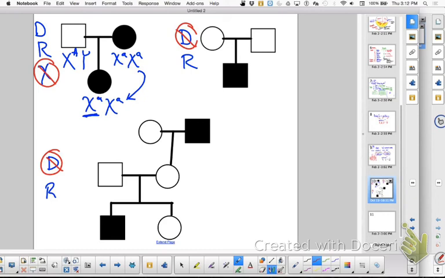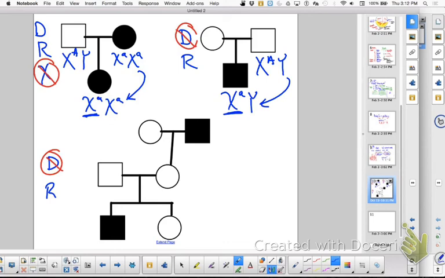Is that a male? No. This is a male, so what would he have to be? X^A Y, right? No letters on the Y. X, little a, and Y. Dad doesn't have the disease, so what would he be? X^A and Y, right? This is a boy. What is he getting from dad? Just the Y. So this would have to come from mom.